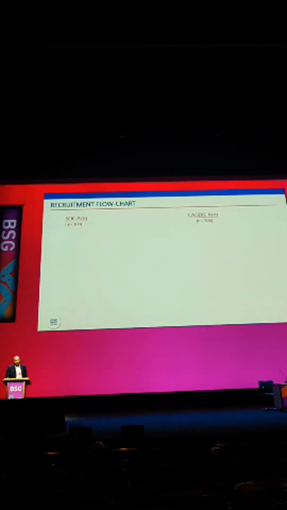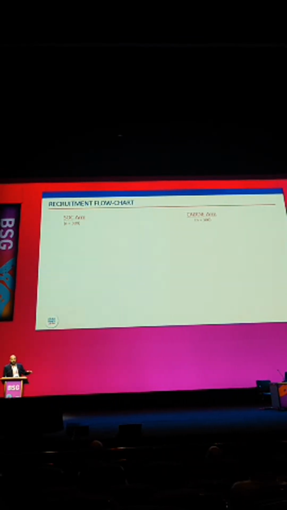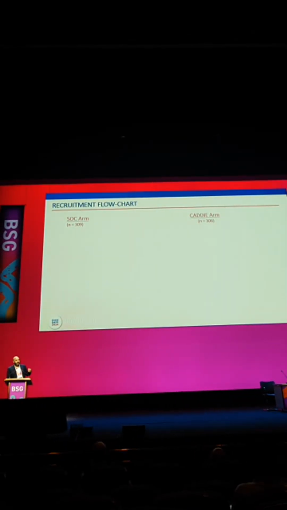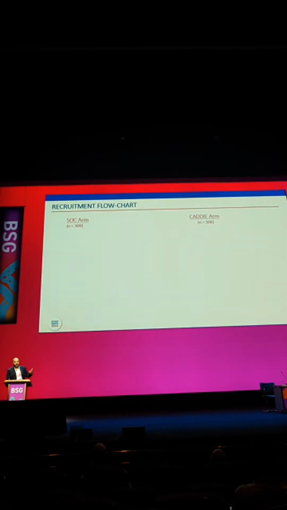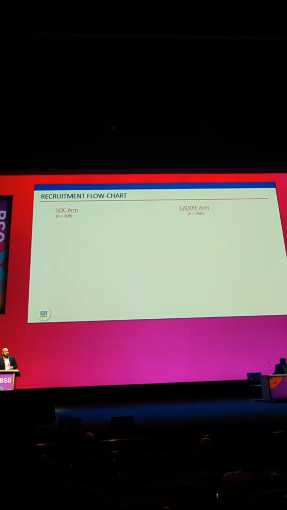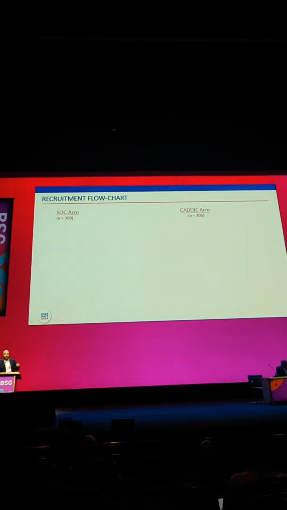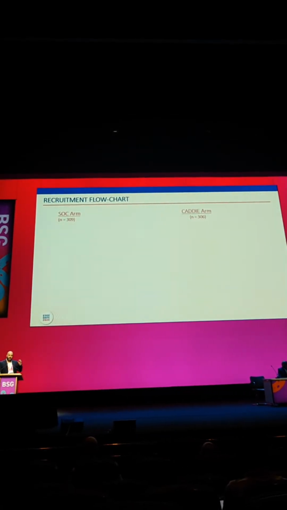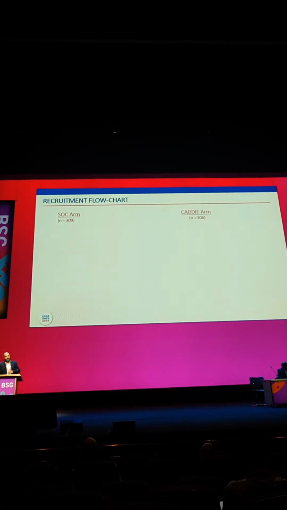So going through the recruitment flowchart, we have the standard of care arm. This is when a human will optically diagnose a polyp on their own. And then you have the CADx arm, which is when the human optically diagnoses with the assistance of the CADx system. It's important to highlight that randomization was stratified by endoscopist. So each endoscopist did roughly half their procedures without the CADx system and the other half with the help of the CADx system.